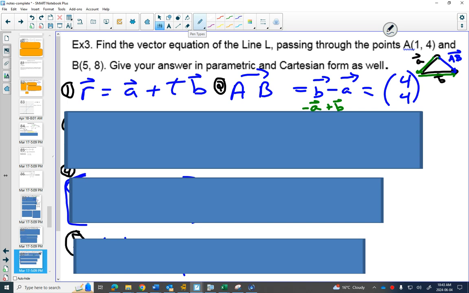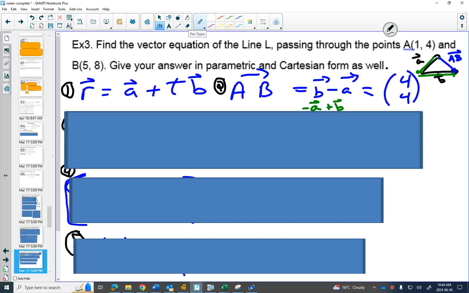Intuitively, to me, that makes more sense if I'm traveling. If I want to draw a diagram and I actually want to travel from A to B, I'd have to go negative a first and then b. But the order doesn't matter, so if you're just using your formula, then b minus a is a nicer way to do that. This b minus a is the same as your slope formula, but a lot easier to figure out.